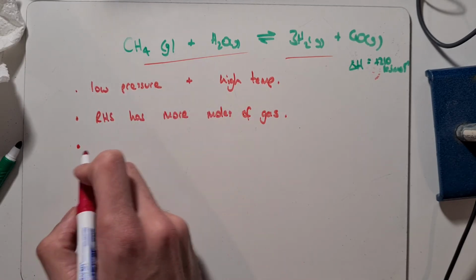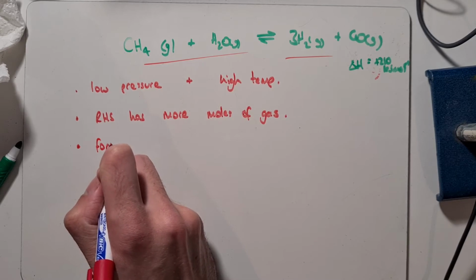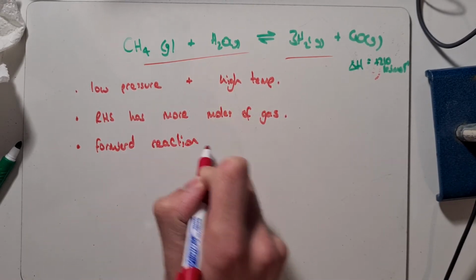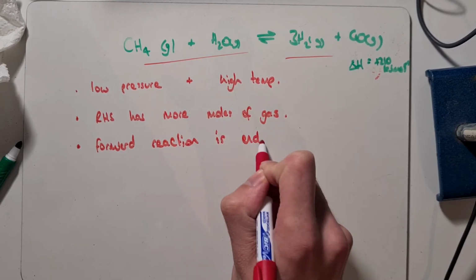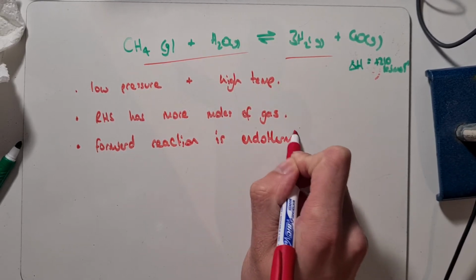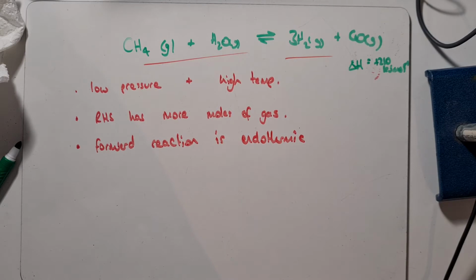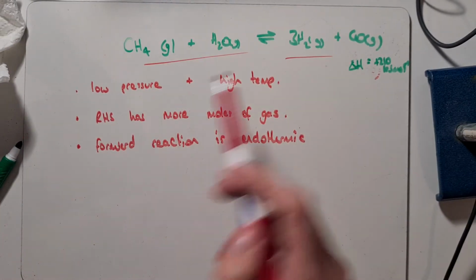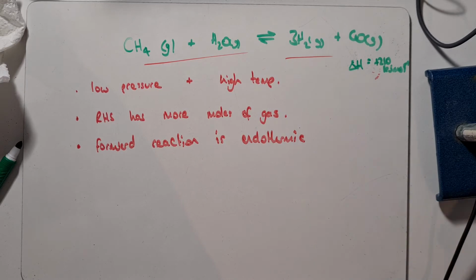The temperature: the forward reaction is endothermic. That got you the mark. So if you have high temperature, the equilibrium is going to work against that and try and lower the temperature, so shift to the endothermic side.